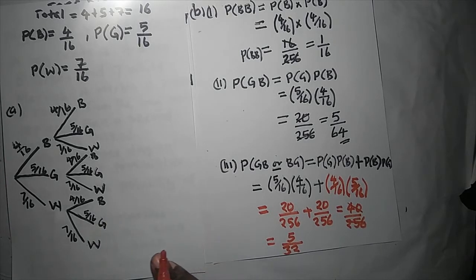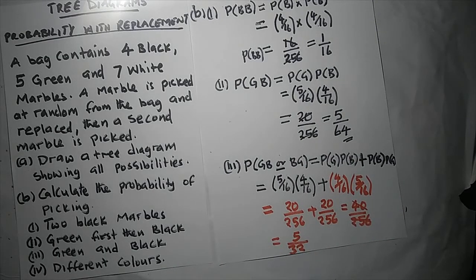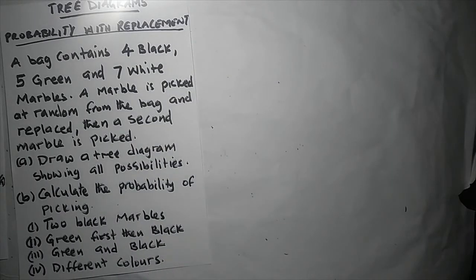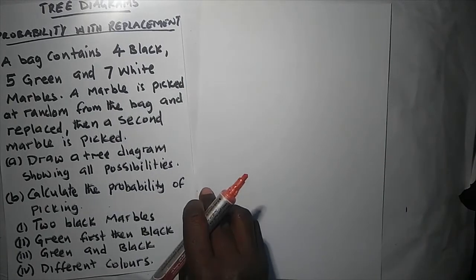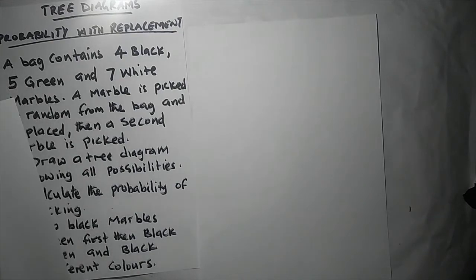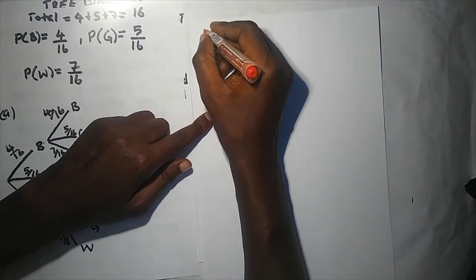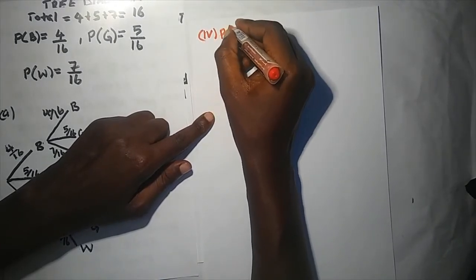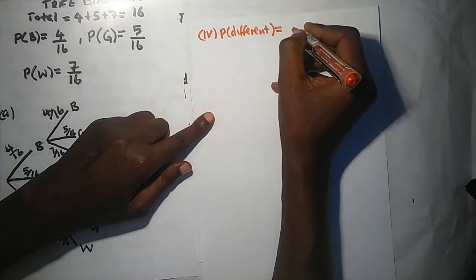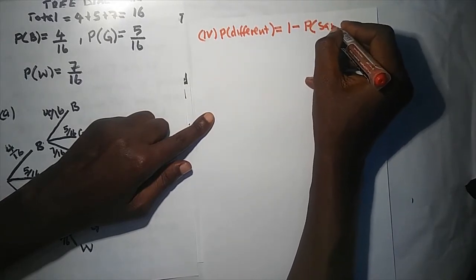Our last question now, which says find the probability of picking different colors. So the probability of picking different colors is found in the following way. This is number 4. Probability of different colors is equal to 1 minus probability of picking the same colors.